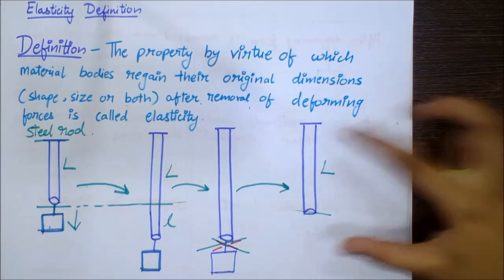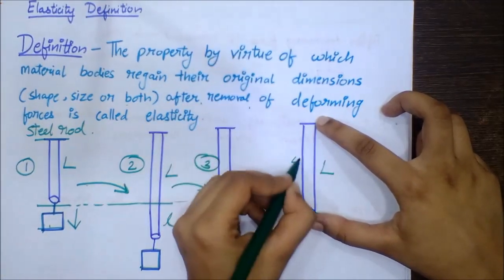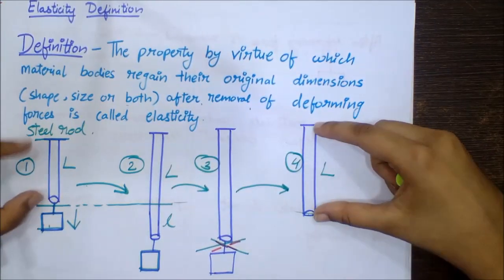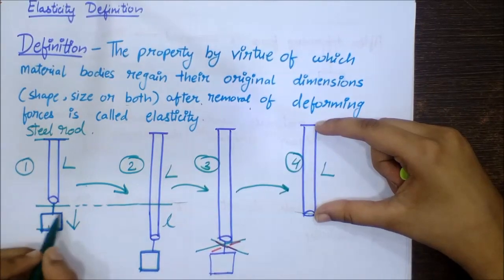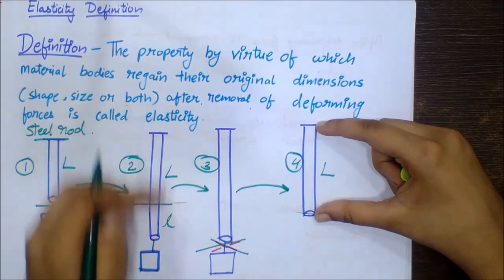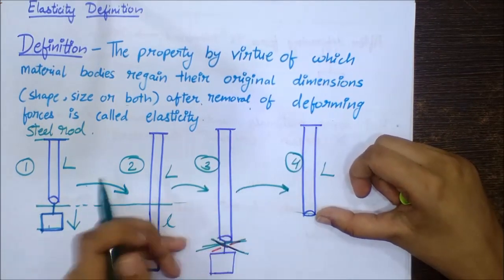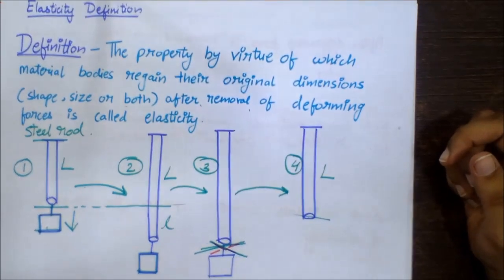So if you see, this is 1, 2, 3, 4. The dimensions of step number 1 and step number 4 are the same. In step number 2, due to this force, there is deformation taking place, and in step number 3, this deforming force is removed, therefore it goes back to its original dimensions.